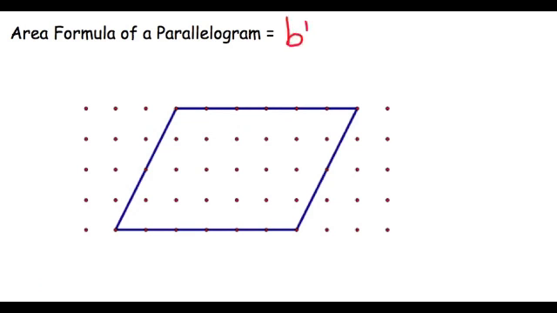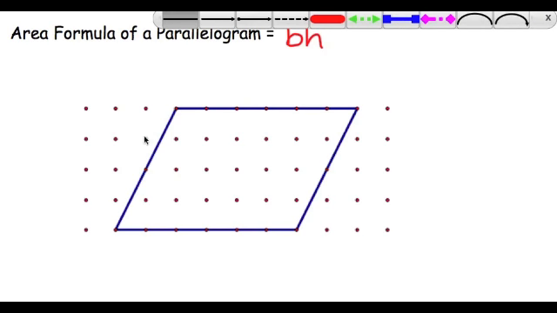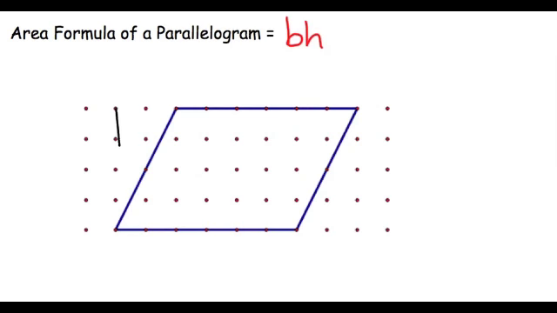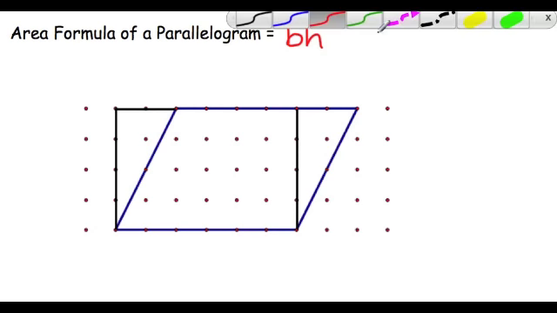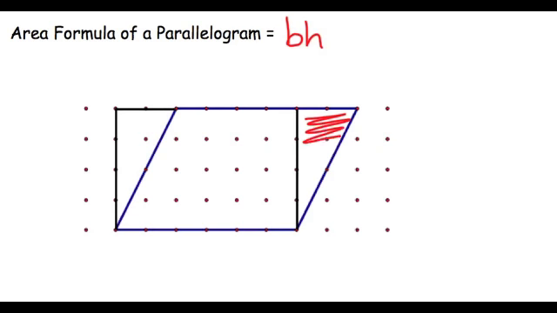And what we're going to do is draw a triangle on the left side, and we're going to cut off the same triangle on the right side. Essentially, we're just moving it over to show that it forms a rectangle. Cutting that off right there. And so the bottom is still going to be our base, and the height is the perpendicular height.